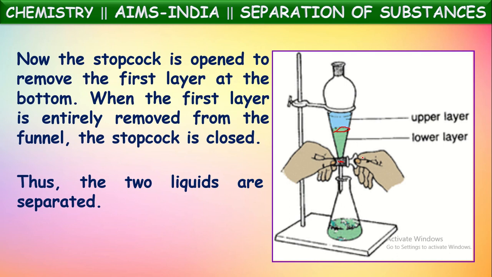Got it? What does it mean by immiscible liquids? The liquids which do not mix with each other are called immiscible liquids. Examples: oil and water, kerosene and water. Any vegetable oil in water forms a mixture of immiscible liquids. These can be separated by using this separating funnel.